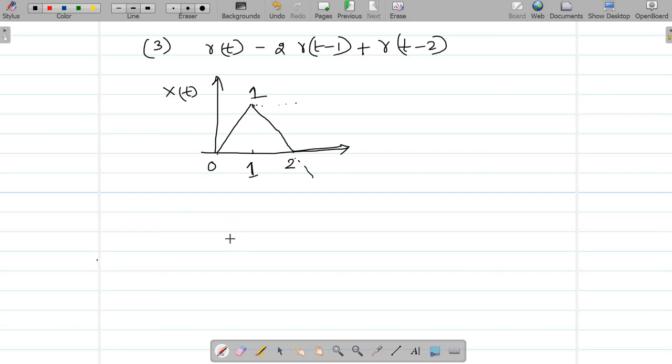Now we have to find whether it is an energy signal or not. For finding that out, I have to take the limit 0 to 1 of t squared dt, because this one is t and this one is 1 minus t.